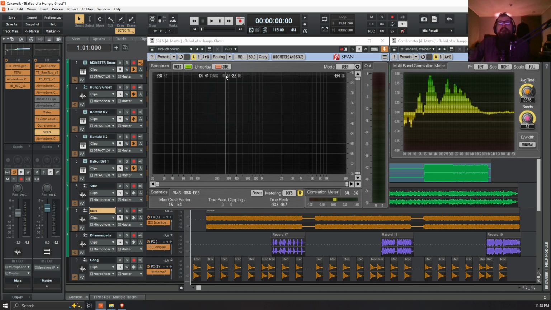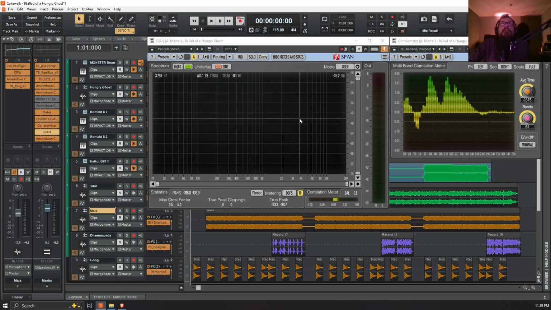Okay, so here is the thing. This is a spectrum analyzer, and it just shows you how much energy you've got in all the different frequency bands, all across the spectrum, live and in real time as it plays back. But you can also set it to show you mid versus side.